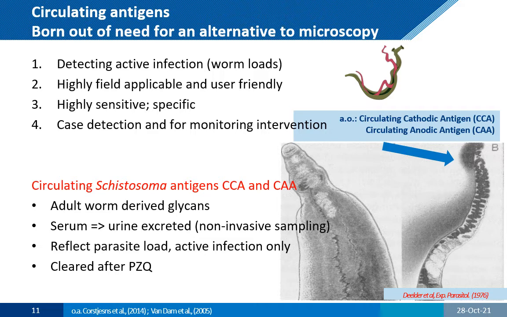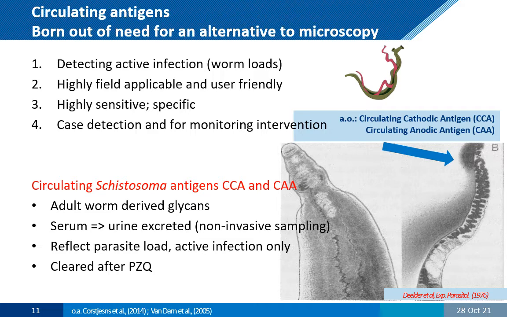Both antigens are glycans and they are associated with the gut of adult worms. Both these carbohydrate antigens are constantly regurgitated by live parasites from their guts into the host circulation. So the presence of CCA and CAA reflects an active infection. And both antigens are cleared within days to weeks following praziquantel treatment. And with his early work, Andre Deelder demonstrated that both CCA and CAA can be quantified in the blood circulation, but also in urine, and the latter makes non-invasive diagnostics feasible. And their concentration reflects the worm burden, as shown in several experimentally infected animal models.